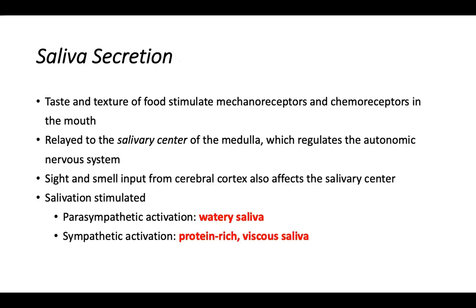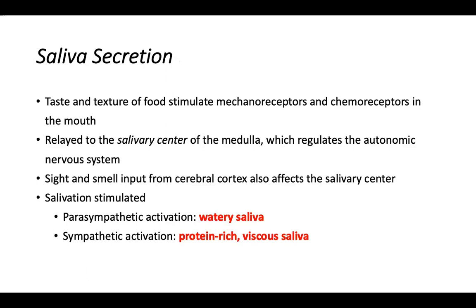So saliva is secreted in response to the texture and taste of food. Essentially, there are mechanoreceptors and chemoreceptors in the mouth, in the oral cavity, and they are picking up the taste of food. Different parts of the tongue are responsible for different tastes. So we've got sweet taste in the front of the tongue. We've got more bitter taste at the back of the tongue.